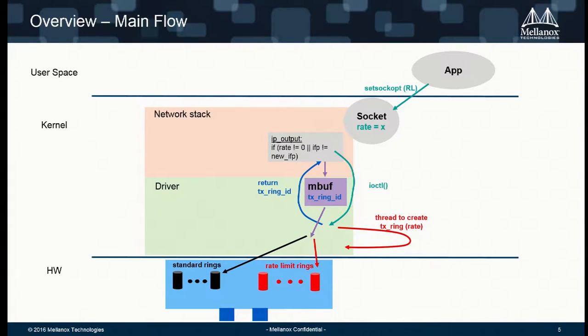So the first X mbufs afterwards, until this operation is complete, we still don't have the rate limit queue which was created. So the driver diverts them to the standard TX rings that the driver has. And so the first X mbufs will not be rate limited, which is basically OK, because it takes time to ramp up a connection, and this operation usually doesn't take so long. Once this operation ends and we have the queue ready, then all the mbufs coming with this ring ID are diverted to this queue. And the hardware does the TX rate limitation.